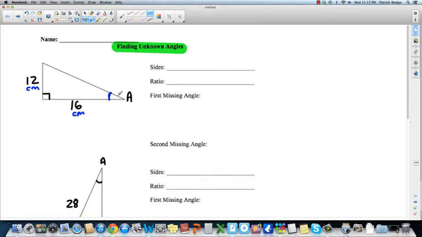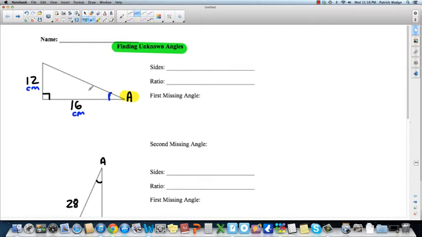What I want you to do is figure out which sides we know here. Like we know this 12, we know this 16. What are the names of those sides? Okay, so we're going to look from the angle that we're trying to find here. We're trying to find angle A right here. This is the angle we're trying to find, right? So we're going to look from there, and we're going to ask ourselves, which sides do we know?